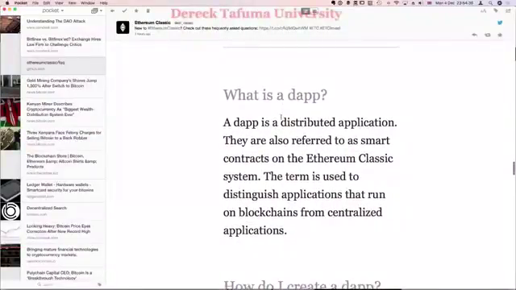What is a DApp? A DApp is a distributed application. They are also referred to as smart contracts on the Ethereum Classic system. The term is used to distinguish applications that run on blockchains from centralized applications. So an application which is running on a blockchain will be called a DApp, for distributed application, because it's running on a distributed network or distributed platform or distributed protocol. So that's why it's called a DApp.